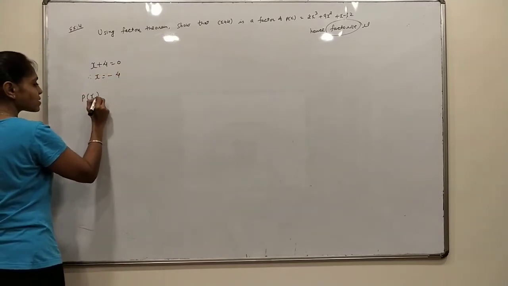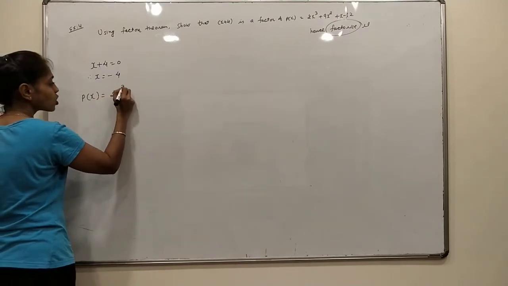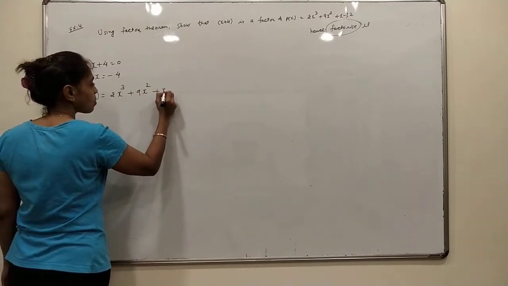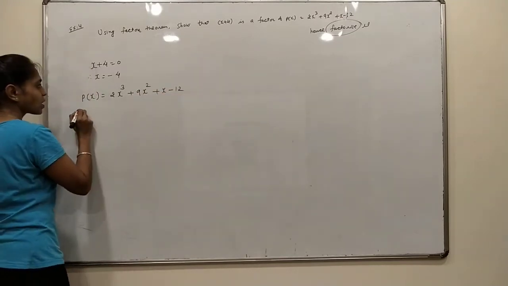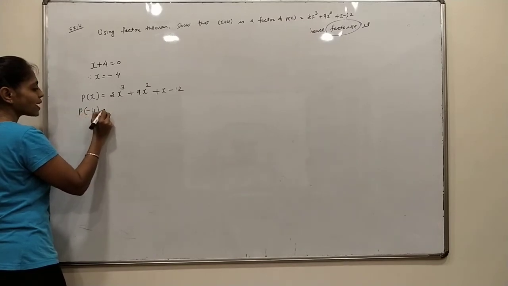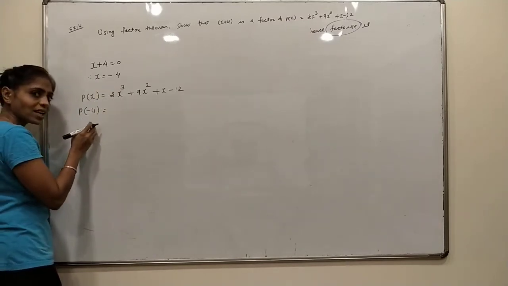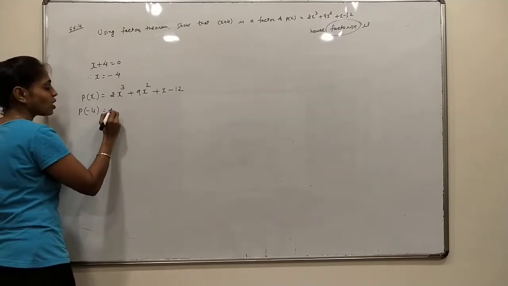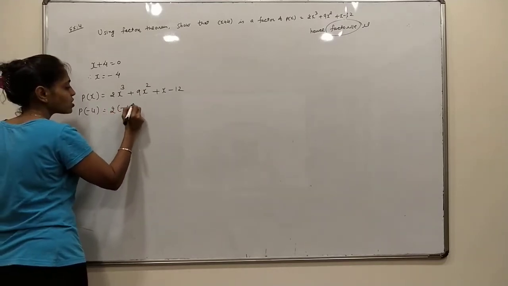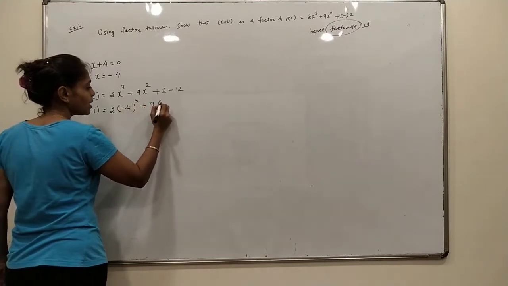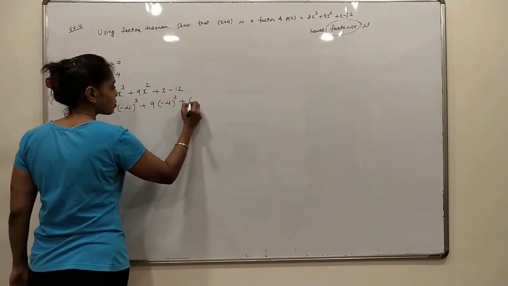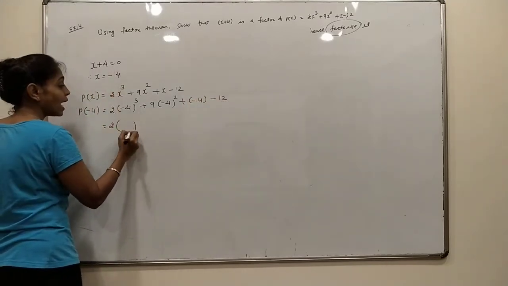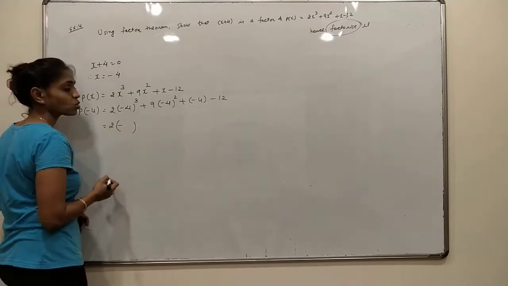So p of x is 2x cube plus 9x square plus x minus 12. P of, in place of x is -4. Now here we don't write 0, because we have to show that it is 0. Understood? Here we should not write 0. 2 into -4 cube plus 9 into -4 square plus -4 minus 12. Any negative number cube is negative.